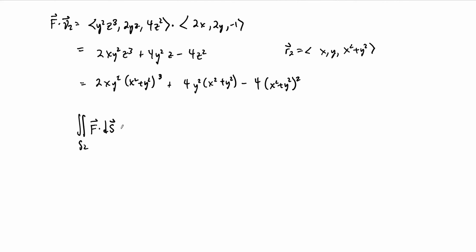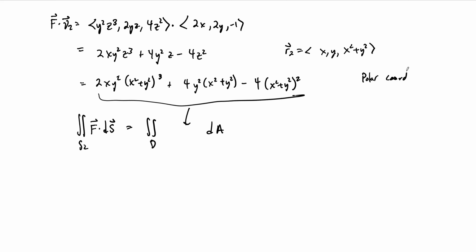So we need to integrate this up with respect to area then. So this becomes the double integral over the parameter domain of all of this stuff. So I'm just going to write it like this, dA. And now we're thinking polar coordinates, right? So let's see what happens here.